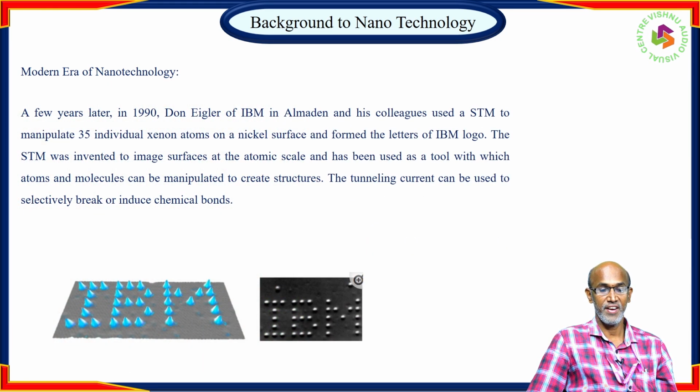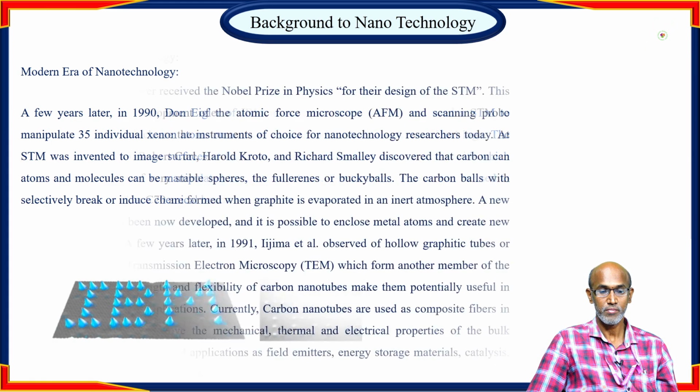A few years later, in 1990, Don Eigler of IBM in Almaden and his colleagues used an STM to manipulate 35 individual xenon atoms on a nickel surface and formed the letters of the IBM logo. The STM was invented to image surfaces at the atomic scale and has been used as a tool with which atoms and molecules can be manipulated to create structures.